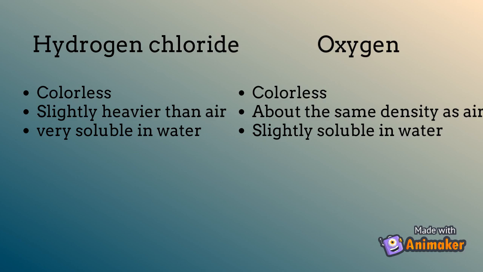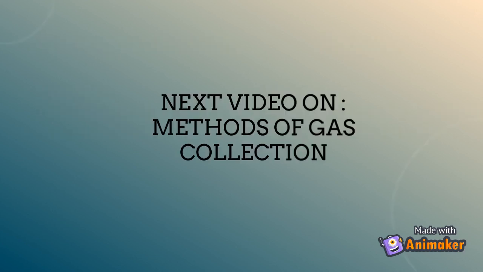Hydrogen chloride is colorless, slightly heavier than air and very soluble in water. Oxygen is colorless, has about the same density as air, and slightly soluble in water. That's a wrap.